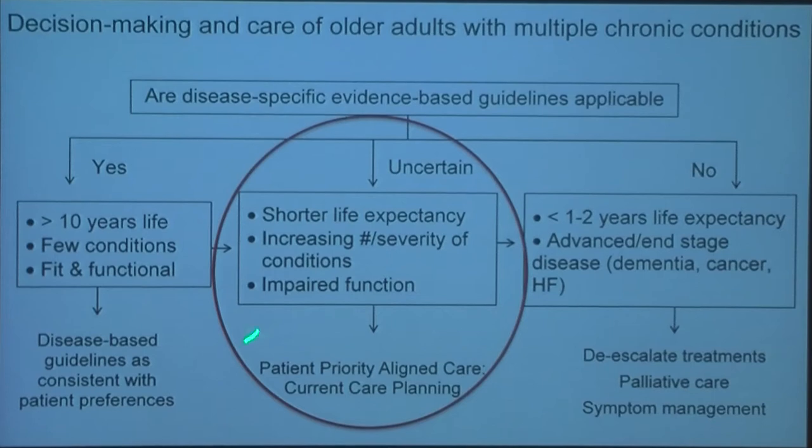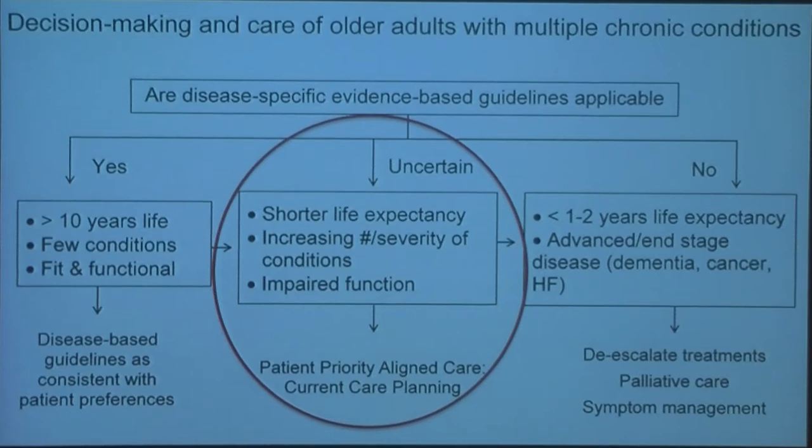And we would say there's probably about, if you take people over the age of 70s, shall we say, probably about 30% of those would fit into this category of yes. Current disease guidelines probably do apply because they have a long life expectancy, so they're going to live long enough to benefit. They have few conditions, so there's going to be less of the interaction between those conditions and the treatment, and they remain fit and functional. For this group, you probably are appropriate to continue disease-based guideline care as long as it's consistent with their preferences.